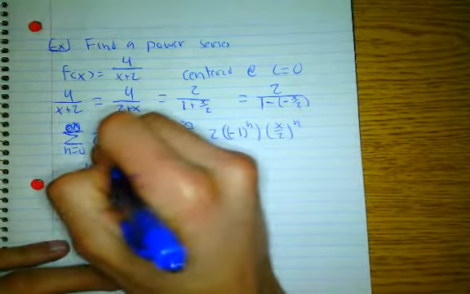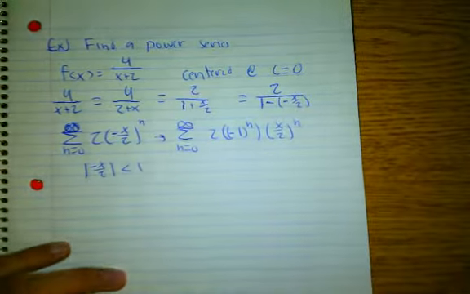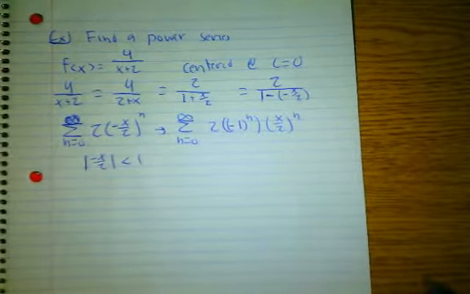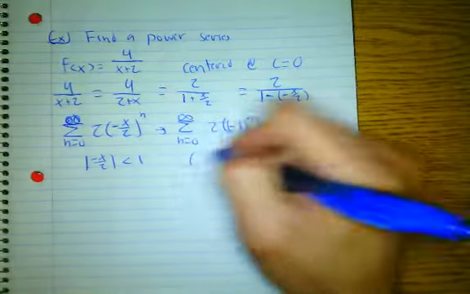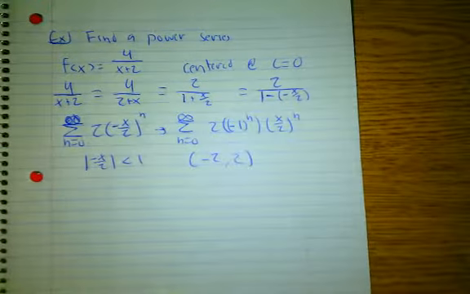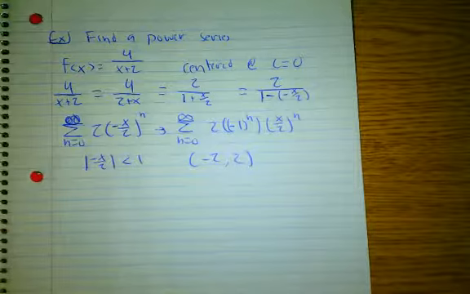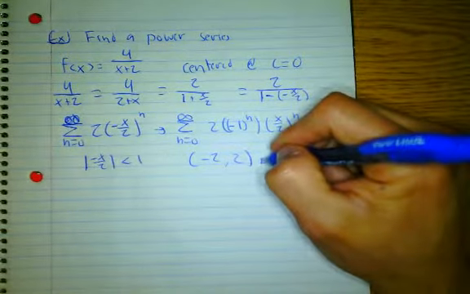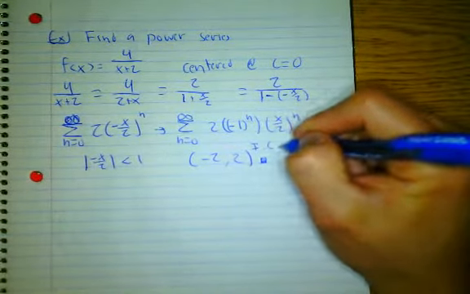Negative x over 2 is less than 1. So this one should be easy enough. So it's between -2 and 2, right? But you gotta multiply by 2. So that's gonna be your interval of convergence.